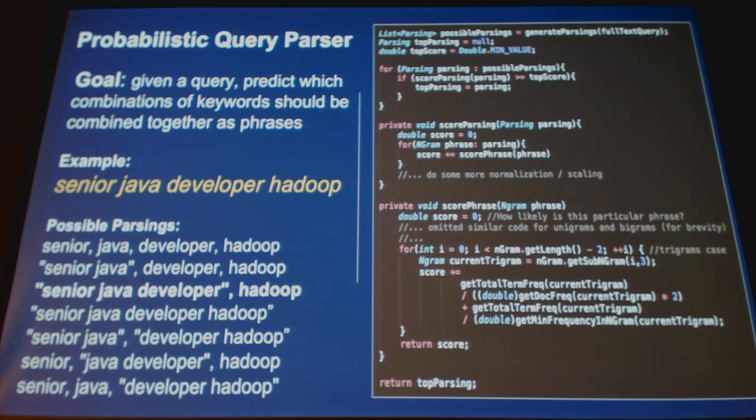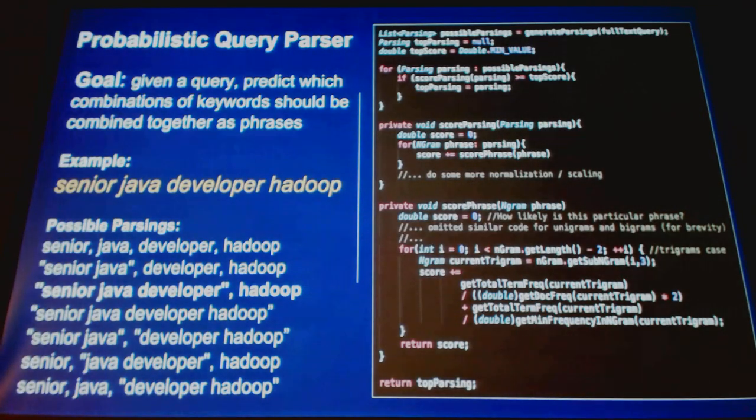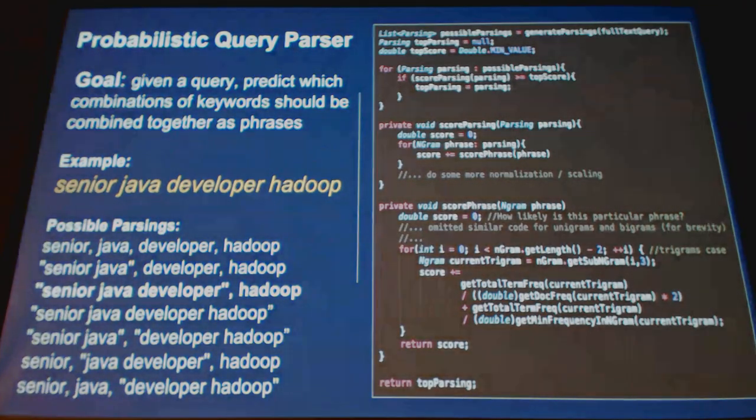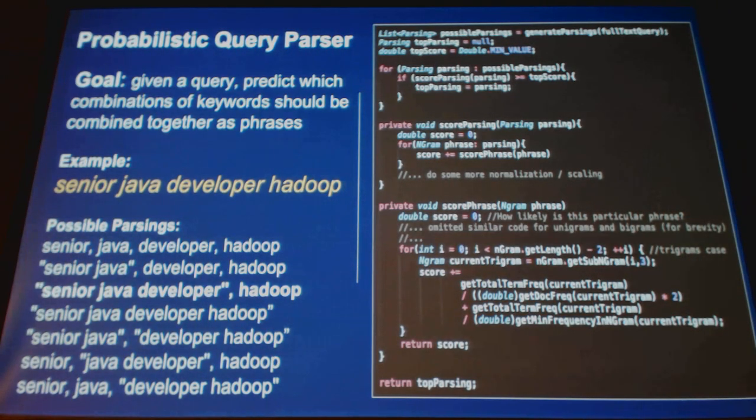The general idea here is that if someone types in senior Java developer at Hadoop, there are all these different ways to parse that. Which one's right, and how do you know which one's right? We won't always know. Sometimes we'll be wrong. But think of it as applying naive Bayes, using the underlying statistics that are in the inverted index. I won't walk through the code example. The slides will be available later, and you can get a good feel for what it's doing.